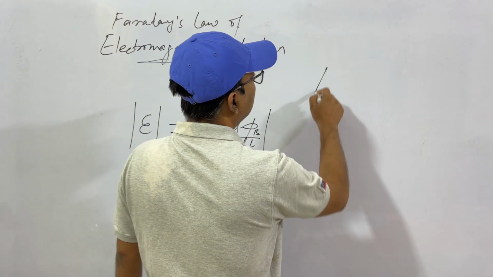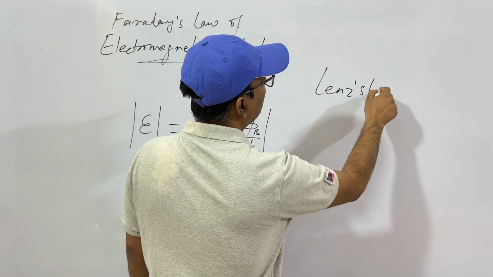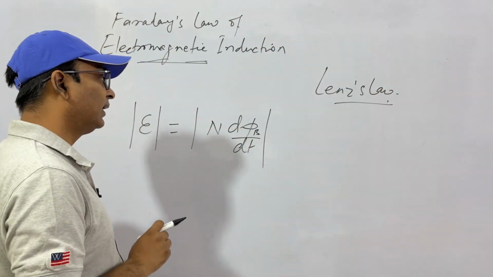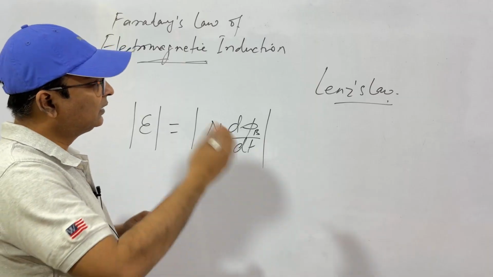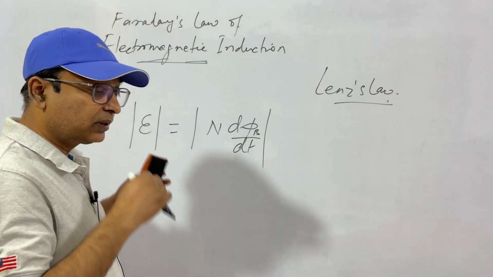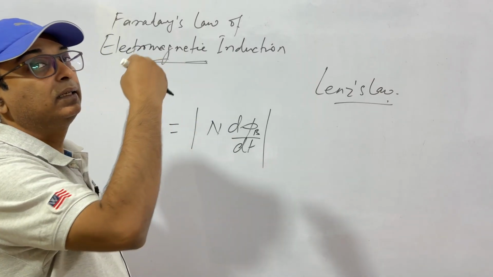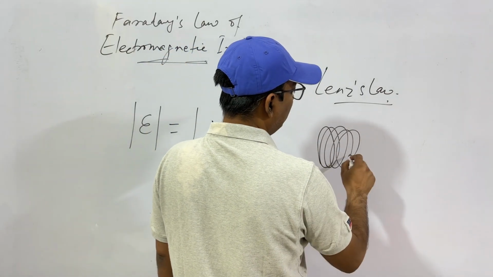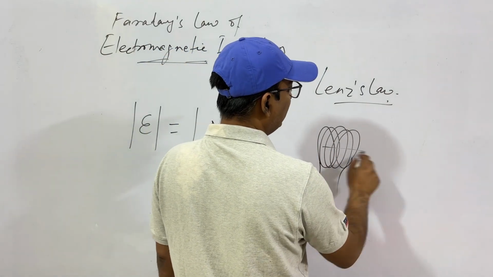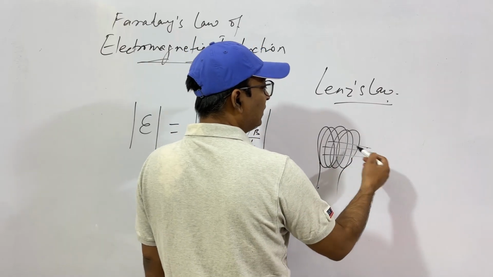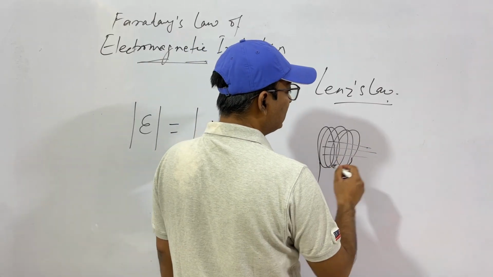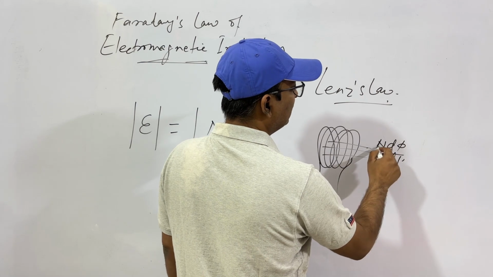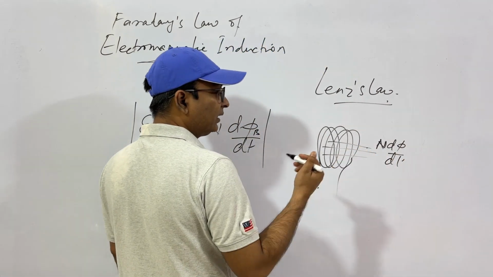Here comes Lenz's law. What is Lenz's law? It says that the polarity of the electromotive force is such that the current produced opposes the magnetic field or time rate of change of magnetic field that produced it. What is the meaning? See, this is the coil, and we have set up a changing magnetic field, a time rate changing magnetic field, which is n d phi by dt.